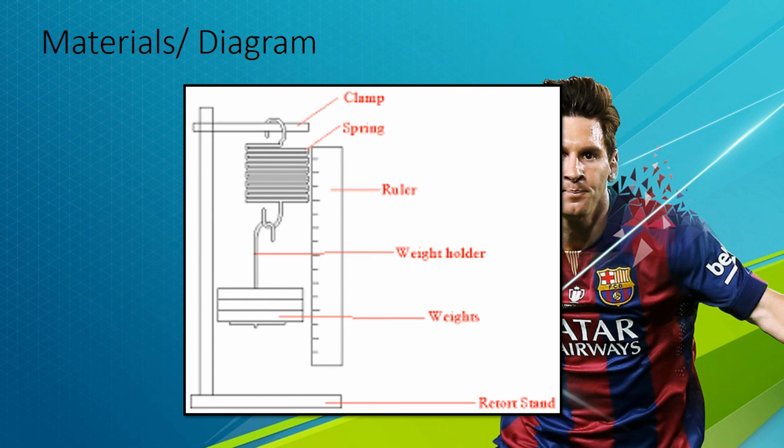The diagram shown outlines some of the materials needed. Here is the list of the materials needed. A scale measuring grams or kilograms. A ruler measuring centimeters. Different lengths of springs. A small mass. A retort stand. And a flat surface or table. A weight holder, weights, and a clamp.